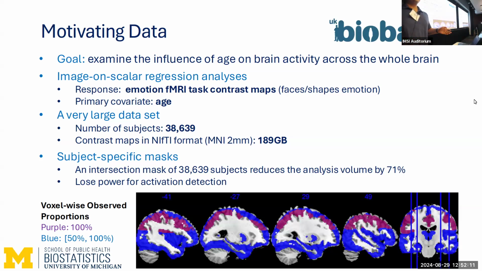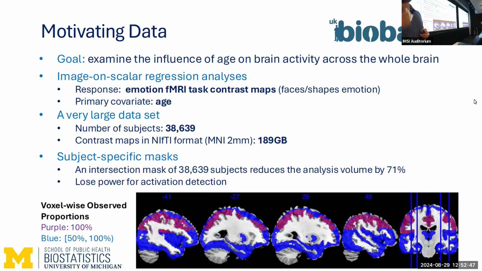We definitely incorporate a few other covariates. We did not actually run into genetics data yet, but the idea here is that we just look at age, but adjust for other factors. And this is a large data set that we look at, almost 40,000 subjects, and we have the fMRI contrast map after pre-processing steps, registered into 2 millimeter MNI space, and we get a very large data set of over 180 gigabytes.